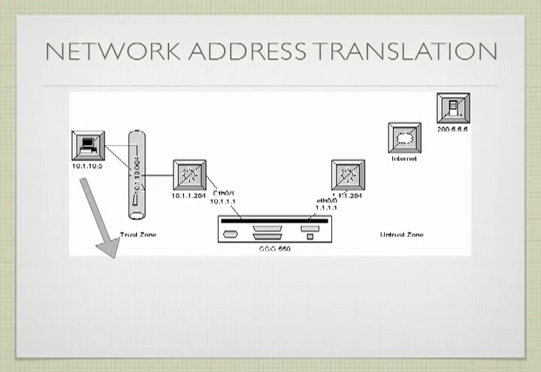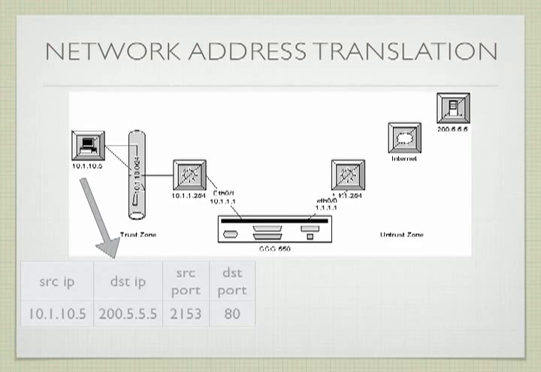This device is going to make a request out for this web server. So it sends out this request from its source IP to that destination IP on port 80 for web, and then its randomly assigned port by the OS is 2153.